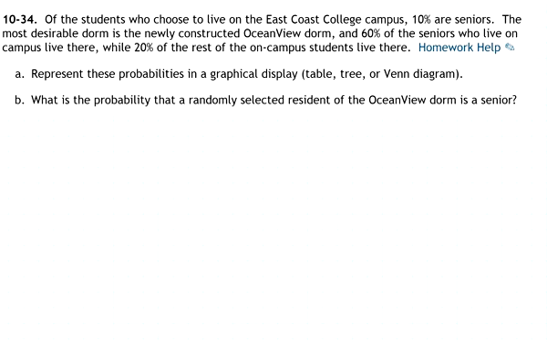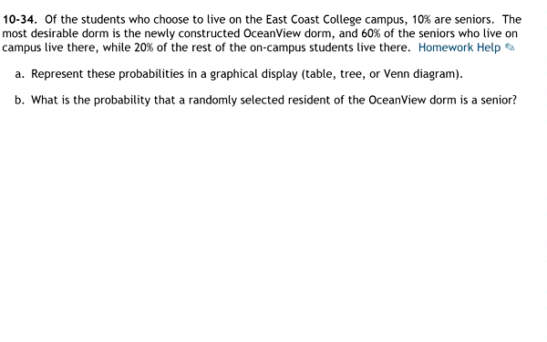Of the students who choose to live on the East Coast College campus, 10% are seniors. The most desirable dorm is the newly constructed Ocean View dorm, and 60% of the seniors who live on campus live there, while 20% of the rest of the on-campus students live there.